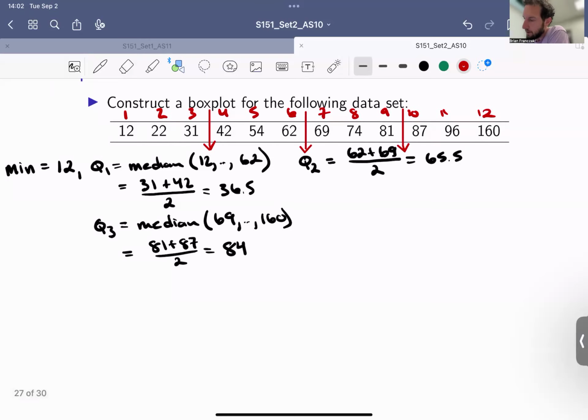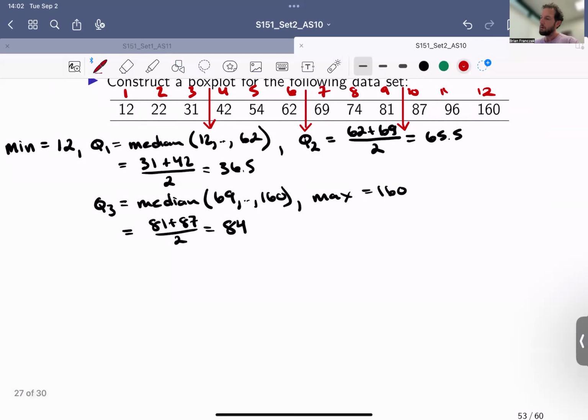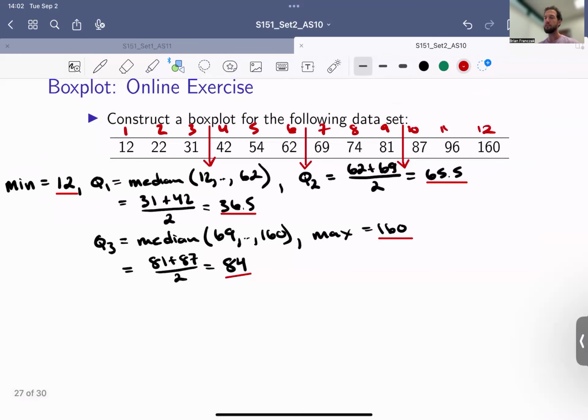And then finally, we can note down the max. The maximum here is simply the highest value, which is 160. All right, so our 5-number summary is composed of the value 12, the value 36.5, the value 65.5, the value 84, and the value 160. So that's the 5-number summary for this particular data set.